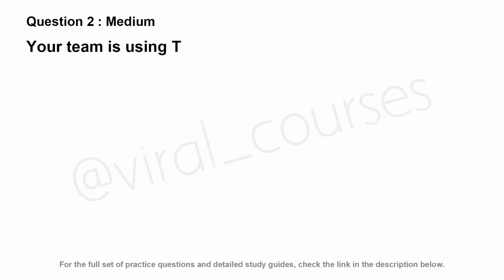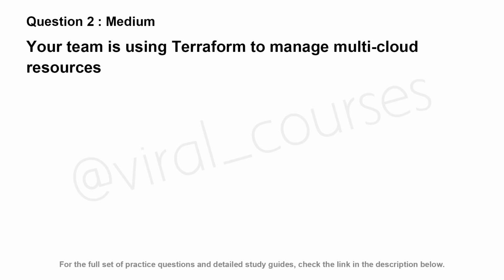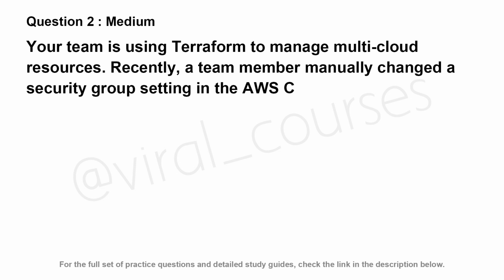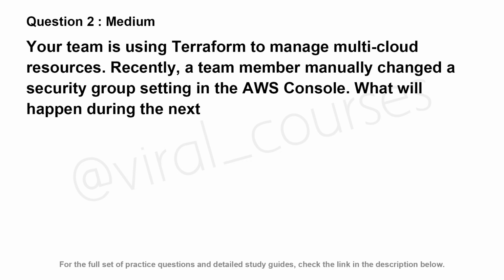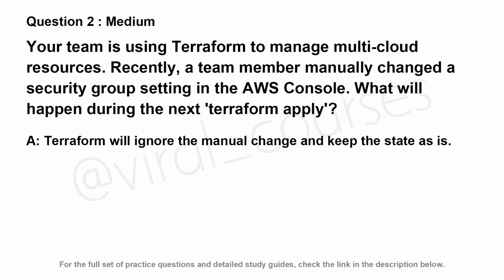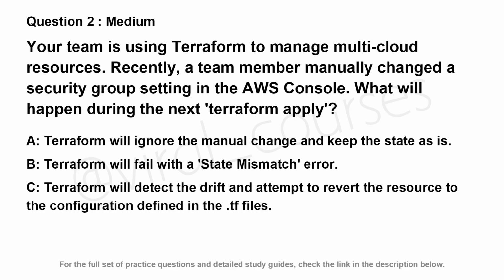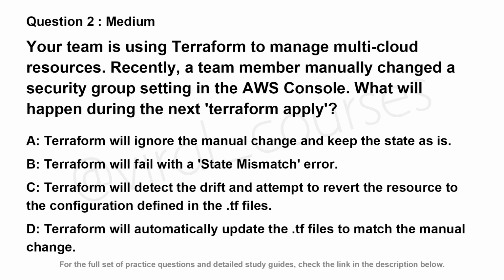Your team is using Terraform to manage multi-cloud resources. Recently, a team member manually changed a security group setting in the AWS console. What will happen during the next Terraform apply? Option A. Terraform will ignore the manual change and keep the state as is. Option B. Terraform will fail with a state mismatch error. Option C. Terraform will detect the drift and attempt to revert the resource to the configuration defined in the TF files. Option D. Terraform will automatically update the TF files to match the manual change.